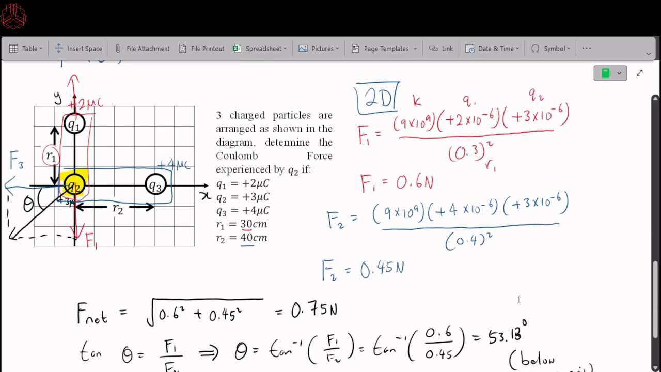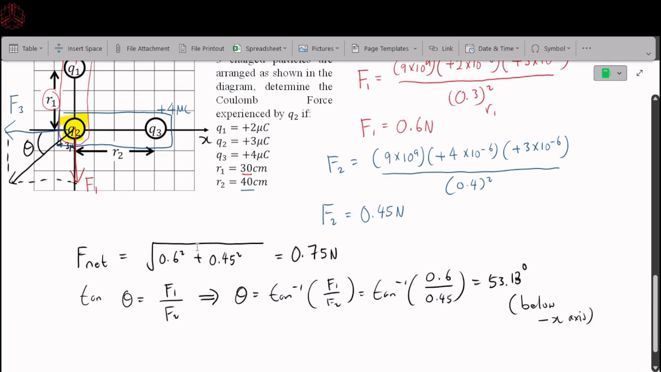Okay, so what we've learned at this point is that when you have a 2D situation, number one, you want to consider only two particles at a time, and then use Pythagoras' theorem to determine its magnitude. At the same time, you use trigonometric functions to find its direction, and you should draw it out so that you know what direction it is going to.